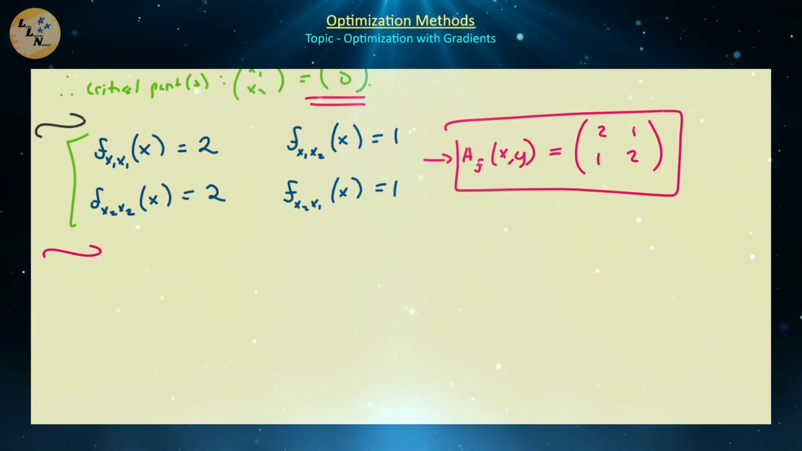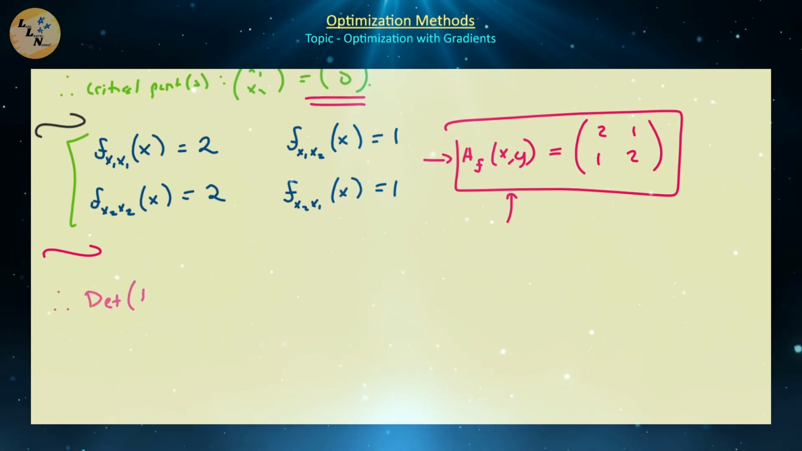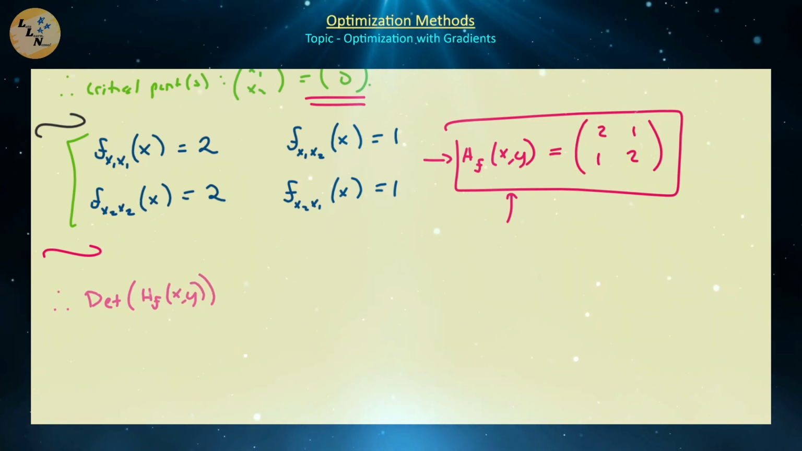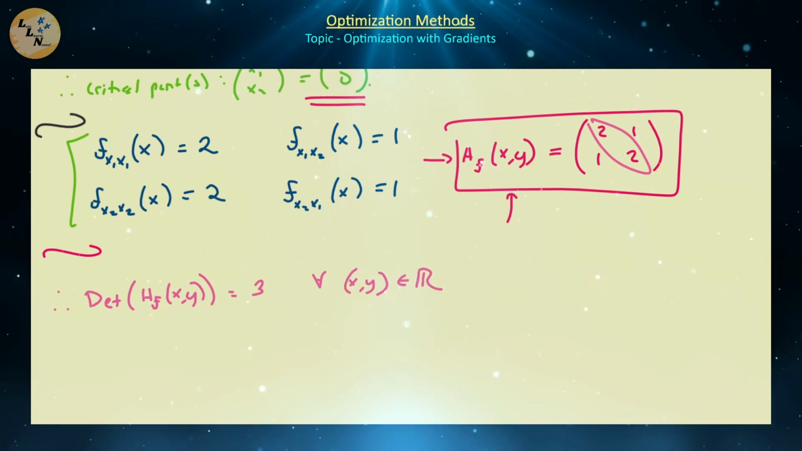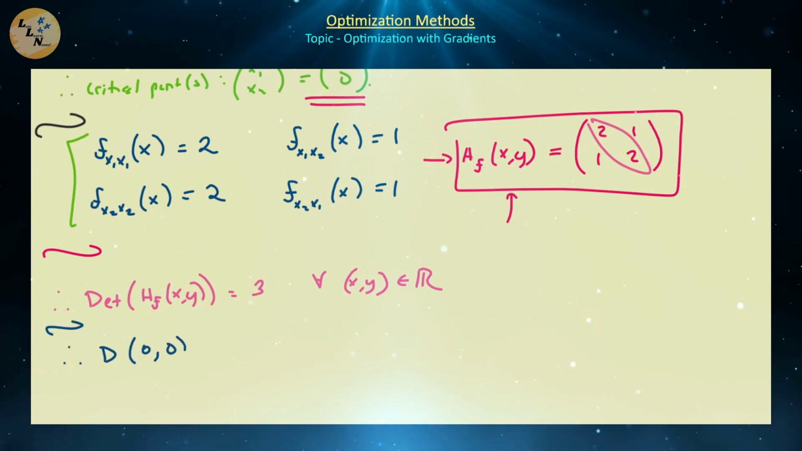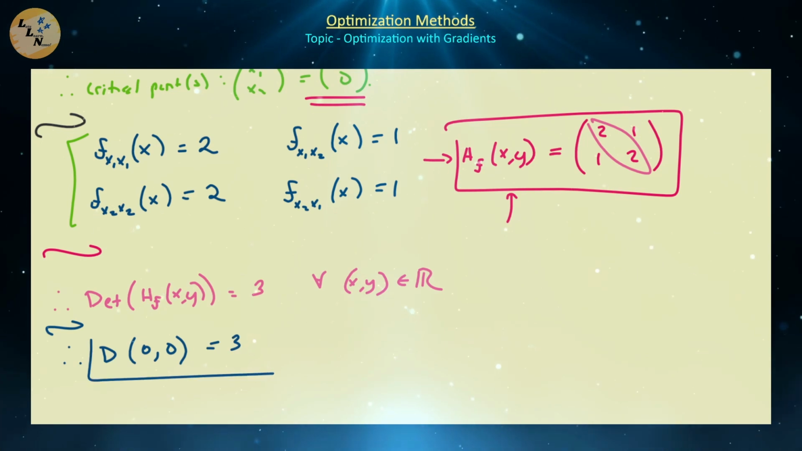So we need to find the determinant of the Hessian at that point. The determinant of the Hessian matrix is just going to be equal to 2 times 2 minus 1 times 1. So that's 4 minus 1, which is equal to 3. And notice that's for all x, y in the domain. I've just used x for x1 and y for x2, but hopefully you get the point still, even though I subtly changed the notation here. So the determinant evaluated at our critical point 0, 0 is also going to be 3.